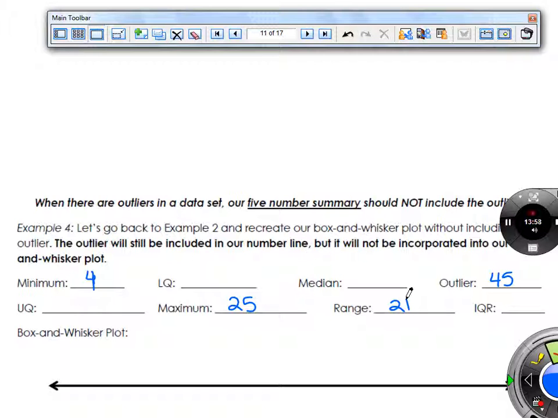Okay? All right, so you guys just found the median of these with 45 removed. What was our median? It was 10.5. Is that right? You guys just told me, but I changed the screen. Thank you.